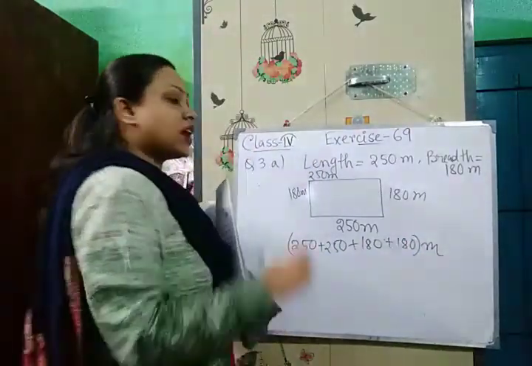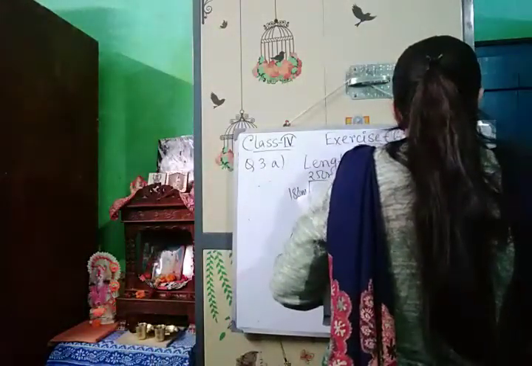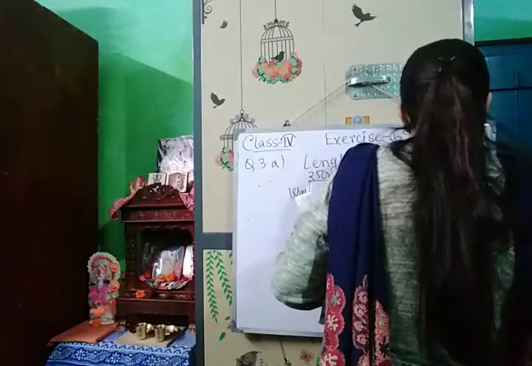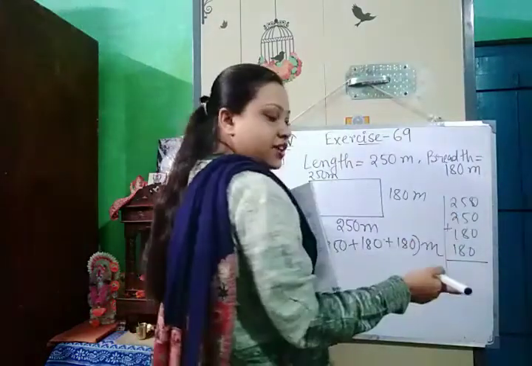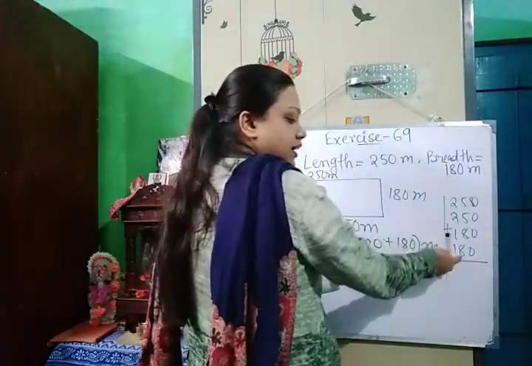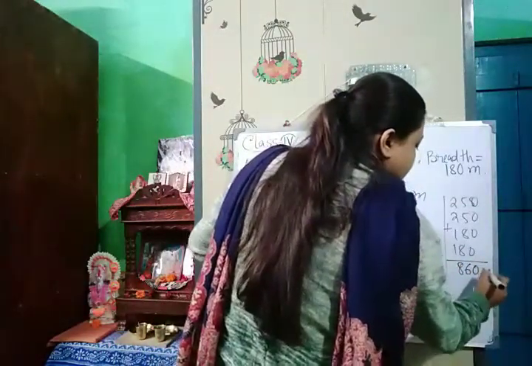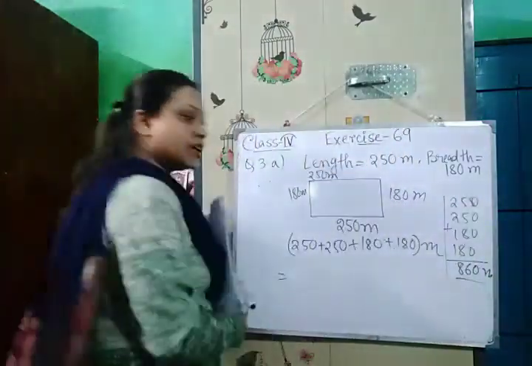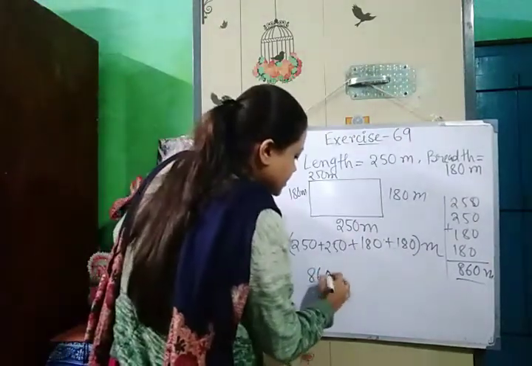Okay. So, now I am adding them here, 250, 250, 180, 180. So, 250 plus 250, 500, 180, 180, 360. So, it will be 860. You can add them, okay, by arranging them column. So, it will be 860 meter.